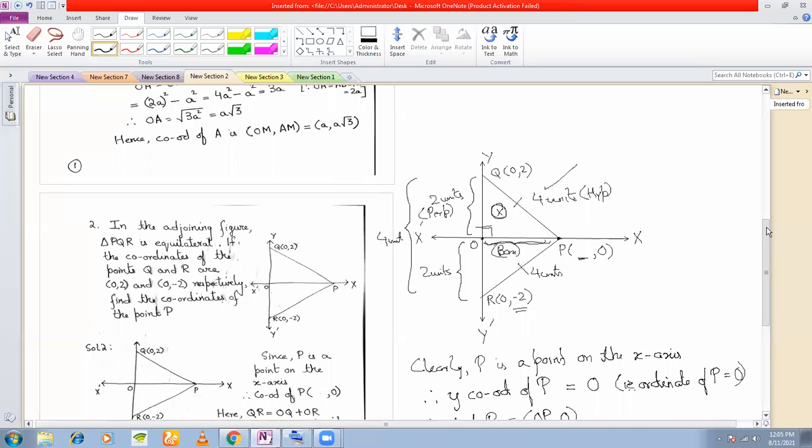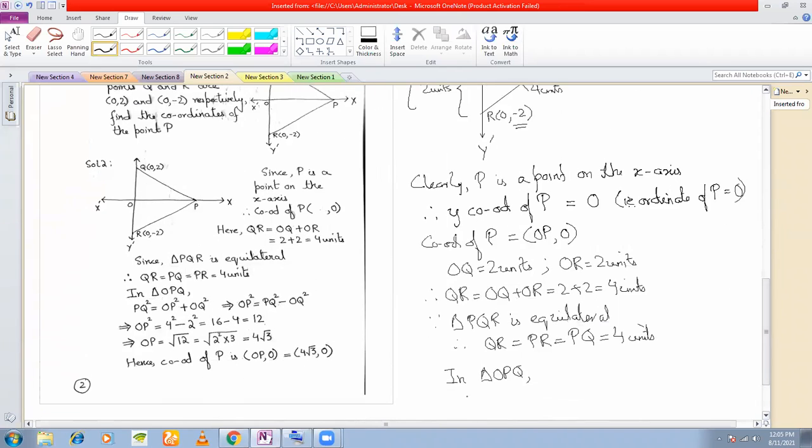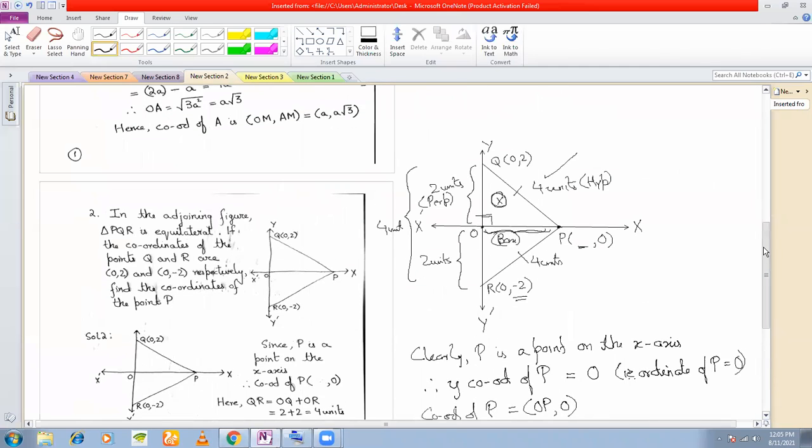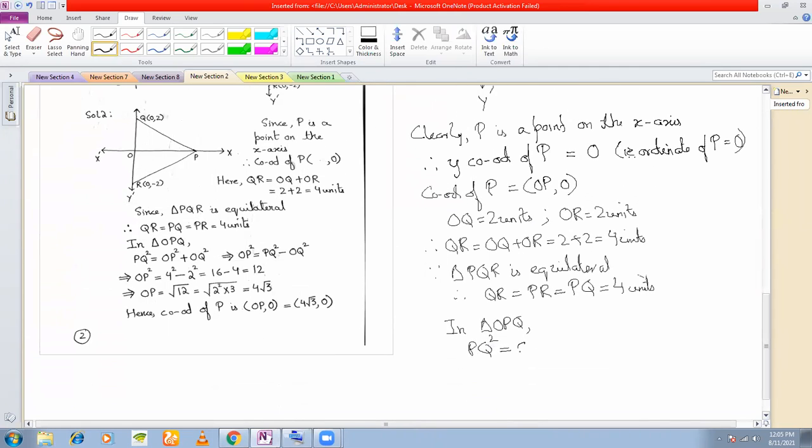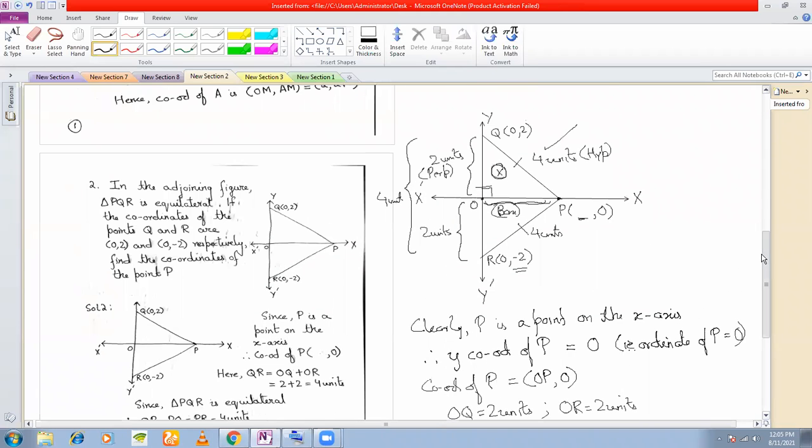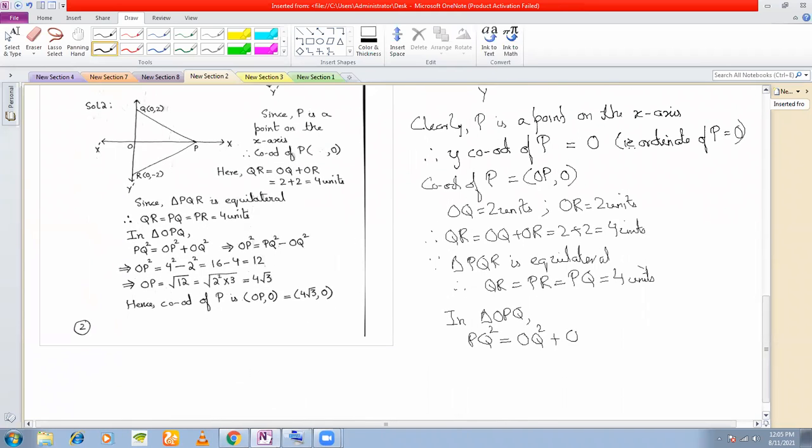which one is the hypotenuse? Hypotenuse here is PQ. So PQ square, hypotenuse square is equal to perpendicular square. Perpendicular is OQ, right? OQ. What is the base? OP. OP square. Now put the values. PQ, what is the length here? PQ length is 4 units. 4 square is equal to, what is the length of OQ? Length of OQ here, we have found out to be 2 units, right?